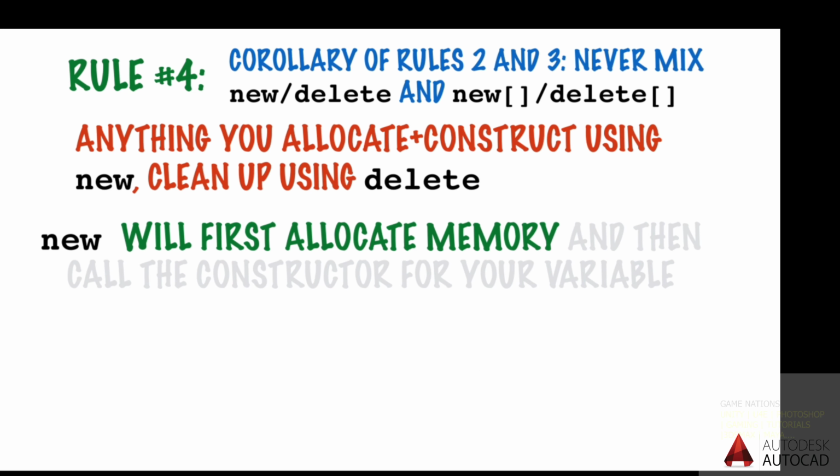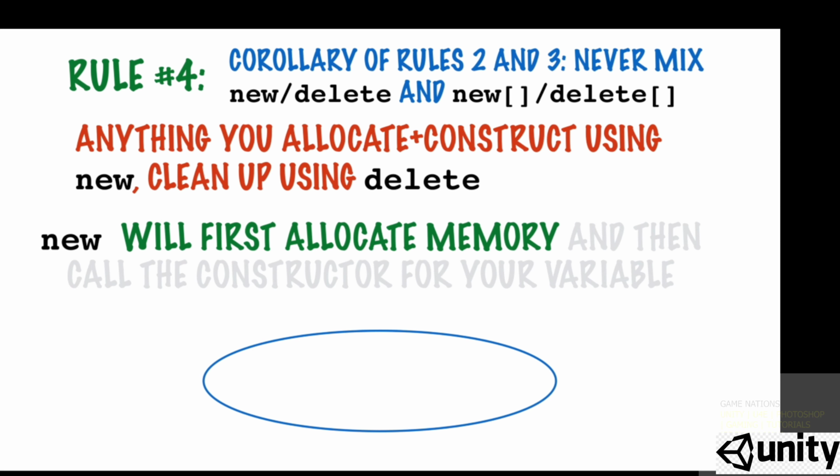Let's focus on allocating memory. New will first allocate memory. So if you imagine allocating memory as basically reserving a space, let's say that this ellipse on screen is the space reserved for your variable. So this is the space. It's like a compartment. It holds the information that has been allocated to you. But we are not done yet.